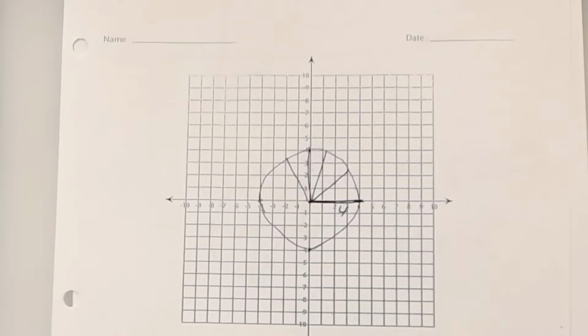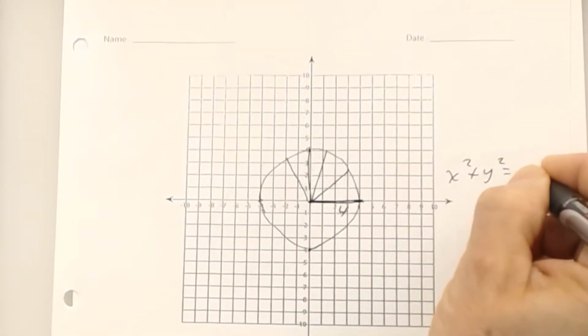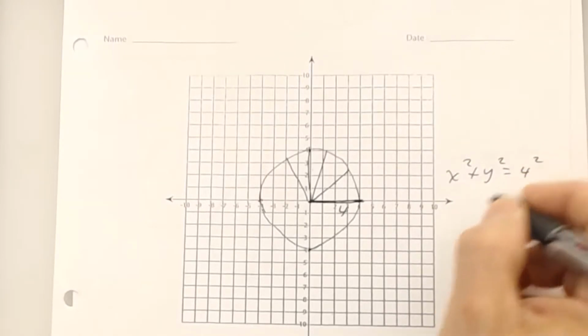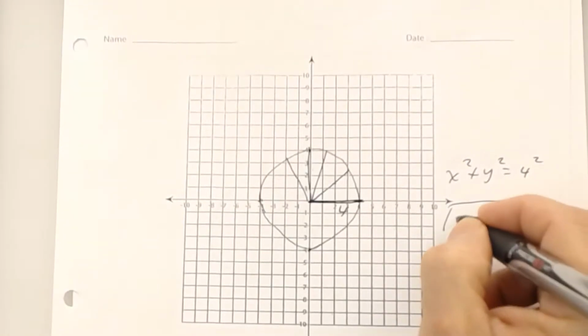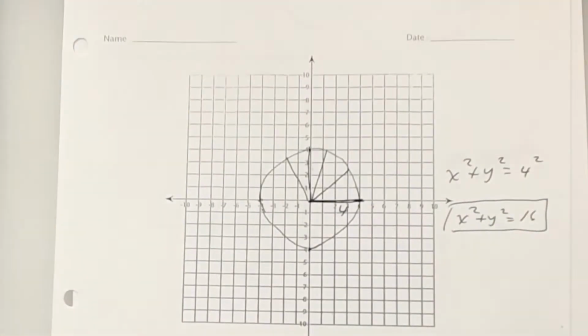So the equation of the circle will be x squared plus y squared equals what? 4 squared. And what's the answer? X squared plus y squared equals 16. So that's the equation of the circle.